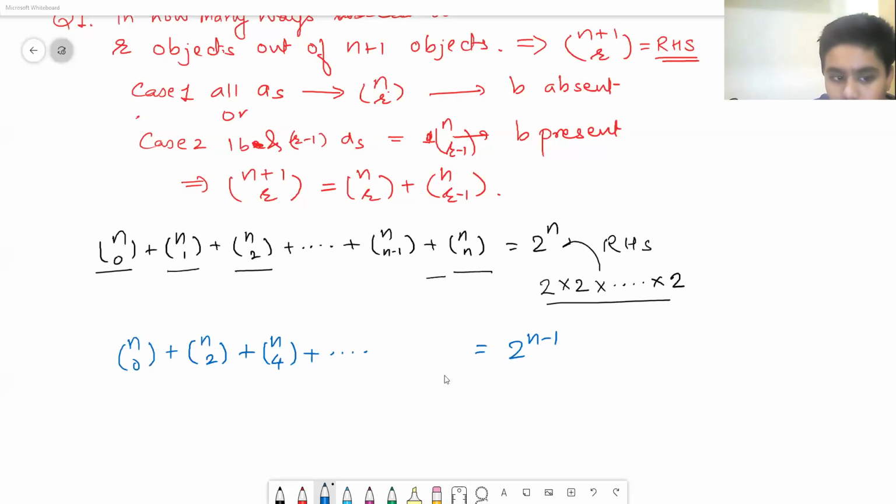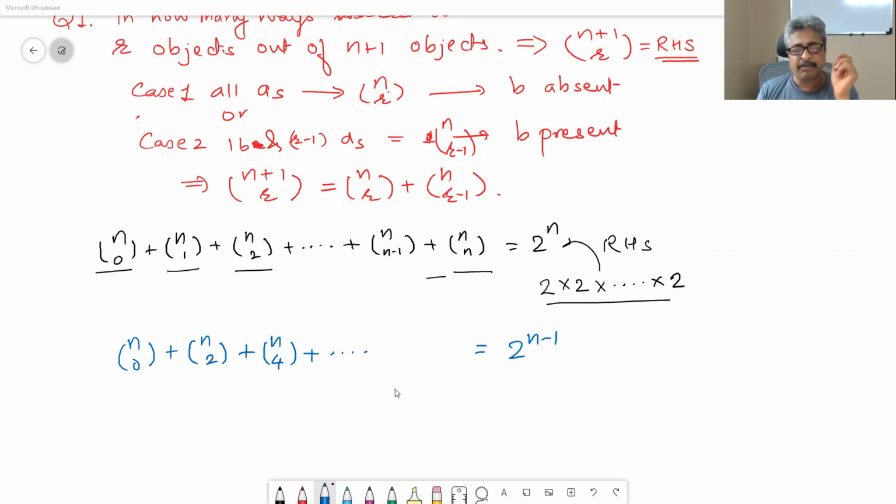I will consider the same experiment of n vegetables in a vegetable shop, and I am supposed to take home an even number of vegetables. If I go home without any vegetable, 0 is even, I am okay. If I go with 2 vegetables, I am okay. If I go with 4 vegetables, I am okay. So if I want to go home with 0 vegetables, in how many ways can I go?